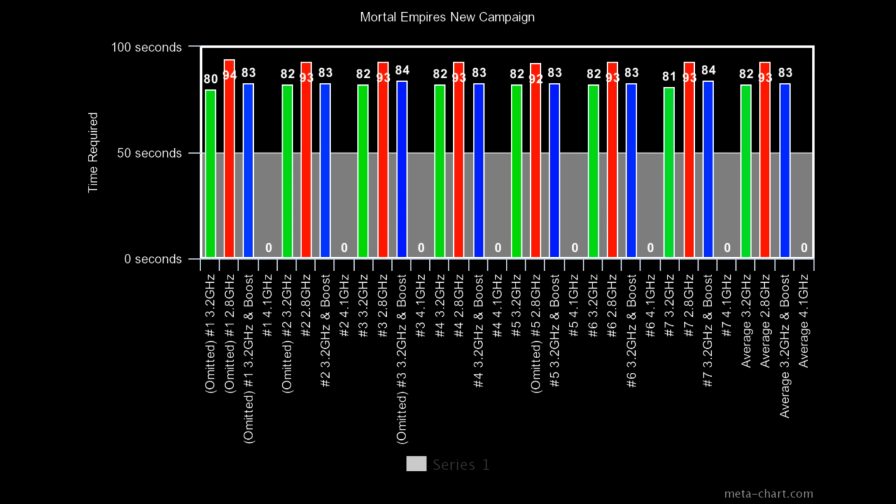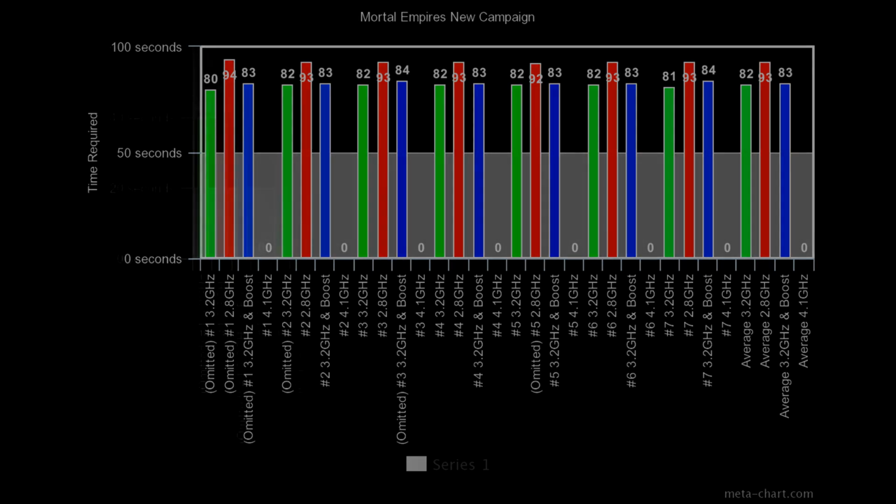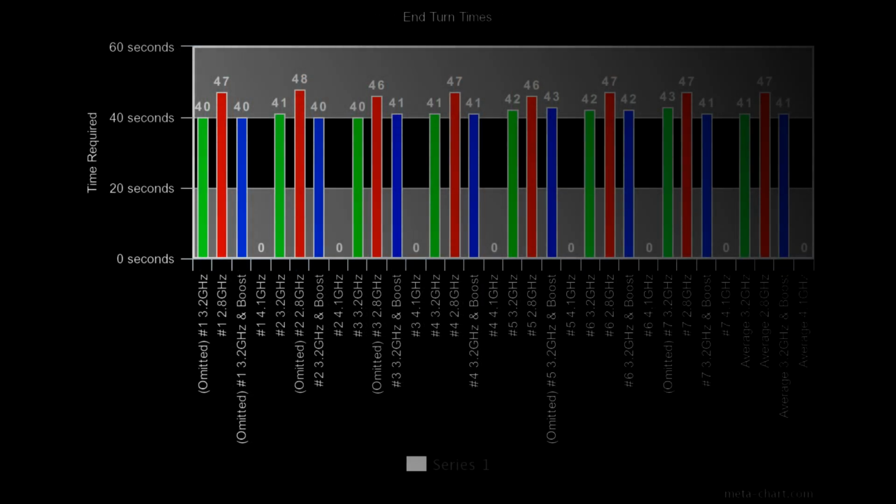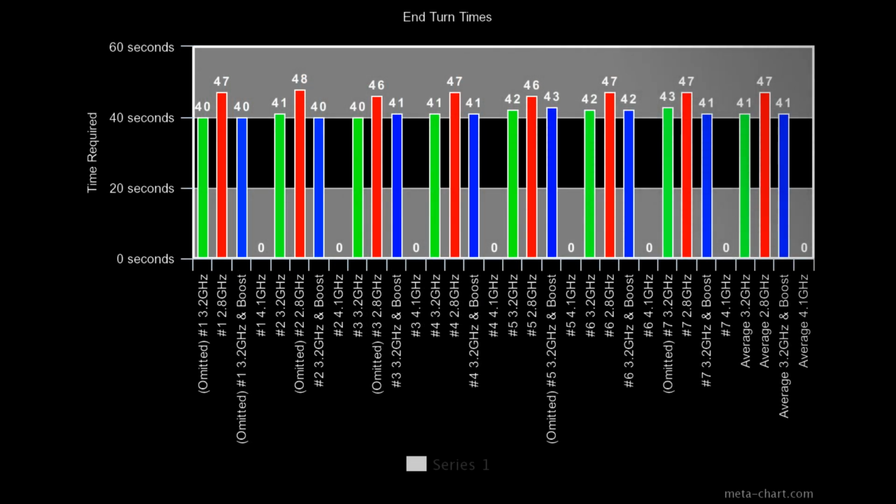So I guess let's start with the new Mortal Empires campaign. This took 83 seconds on average, which the keen-eyed among you might notice is actually inexplicably worse than just the base clock with no boosting allowed. Ranges were between 83 and 84 seconds, with an 83 and 84 second run, each of them emitted for just being the fastest and slowest. End turn times went to 41 seconds on average, with a range of 40 to 42, and a 40 and 43 second run emitted for too fast and too slow.